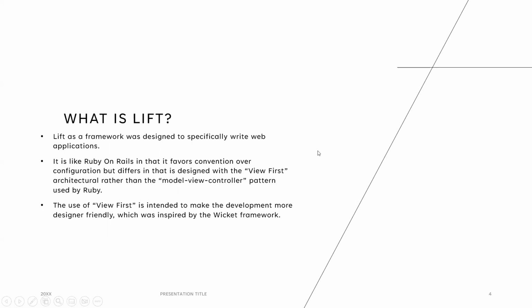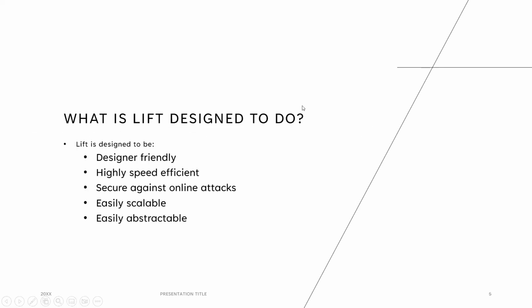And so as a framework, it is specifically designed to write web applications. Like I was saying earlier, it's very similar to Ruby on Rails. The reason why it's similar is that it favors convention over configuration. But the main difference between them is that Lyft is designed with a view first architectural pattern, and Ruby on Rails uses the model view controller pattern that a lot of other frameworks use. And so it's a little bit of a deviation from that. The use of view first is intended to make the development more designer friendly, which is inspired by the Wicket framework. So what is Lyft actually meant to do?